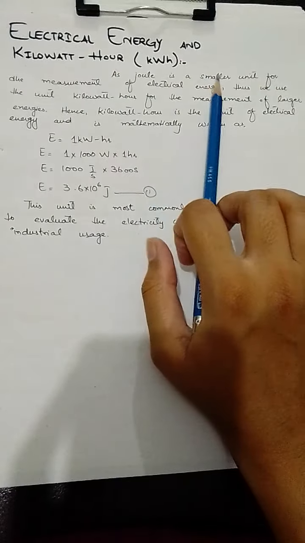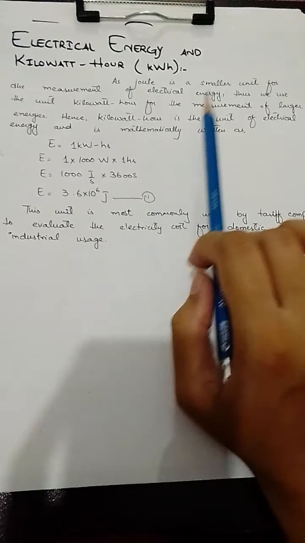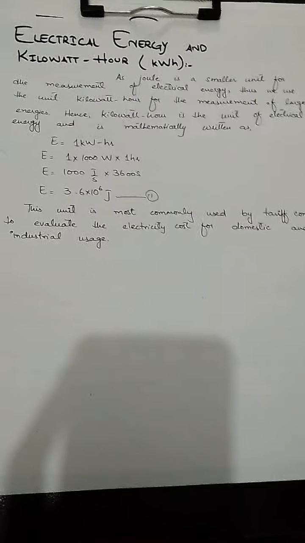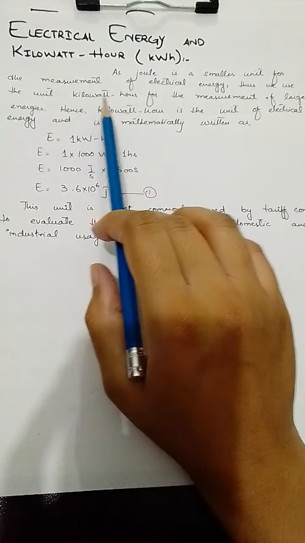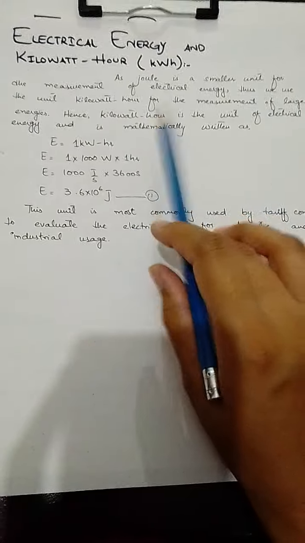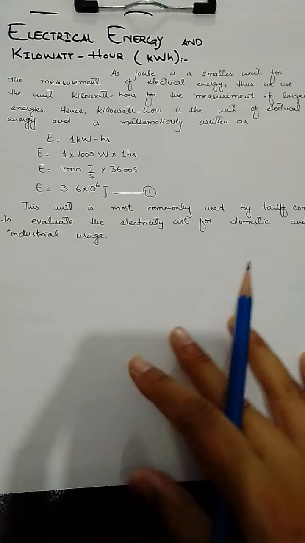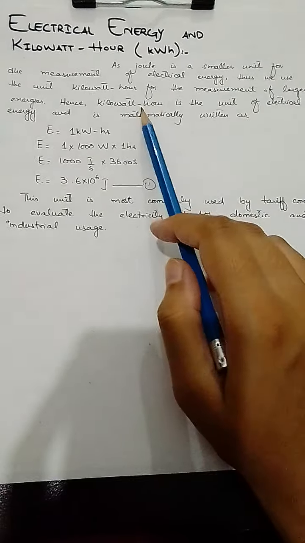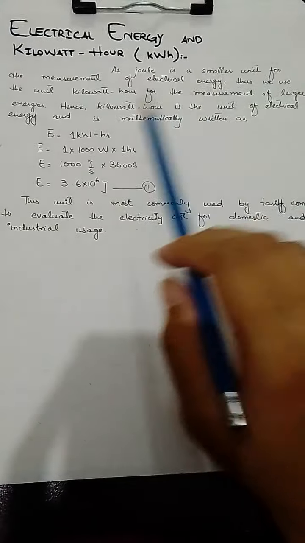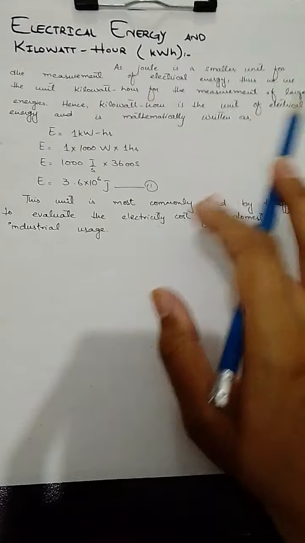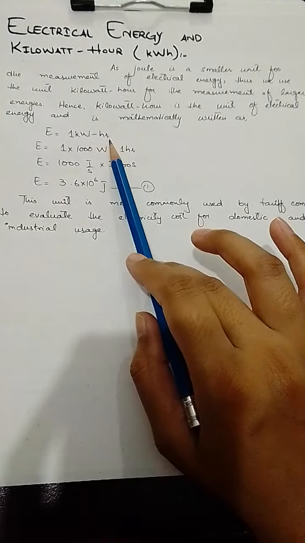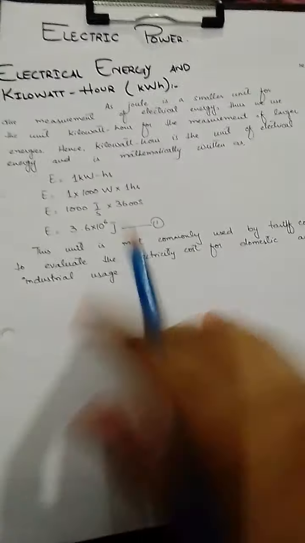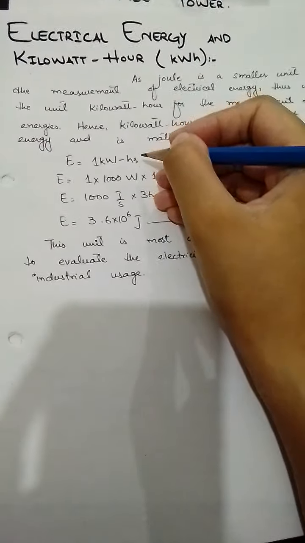As joule is a smaller unit for the measurement of electrical energy, we have to use a larger unit. And kilowatt hour is the larger unit used in the industrial area, of course. It is the unit of electrical energy, and mathematically it can be written as E equals 1 kilowatt into hour. Remember, where did we evaluate this from?